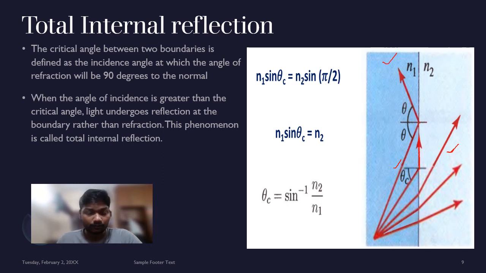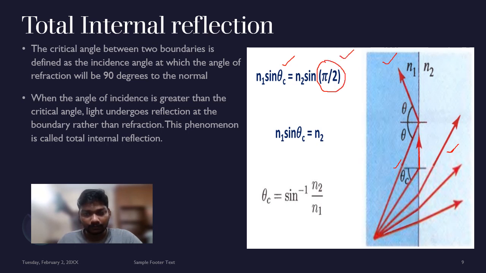So let us go deeper into what total internal reflection is. The critical angle between two boundaries is defined as the incident angle at which the angle of refraction will be 90 degrees to the normal. What that basically means, in layman's terms, is that theta c is the angle where the refracted ray will be perpendicular to the normal.